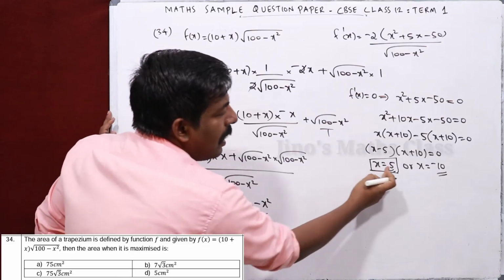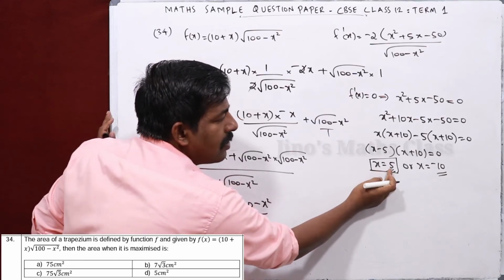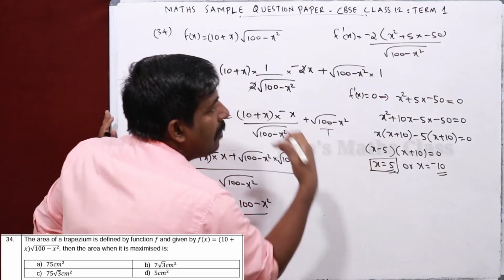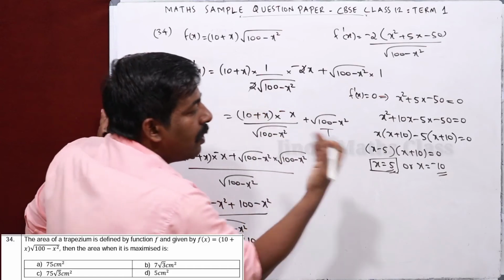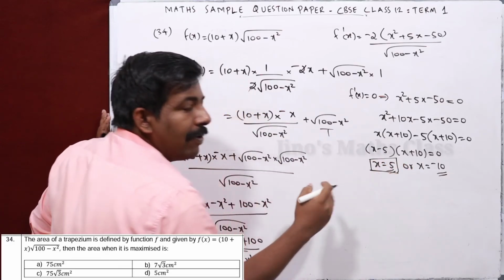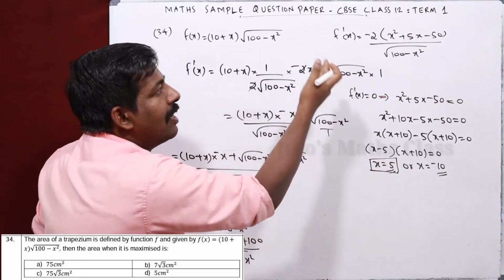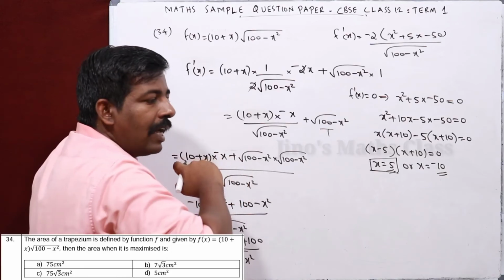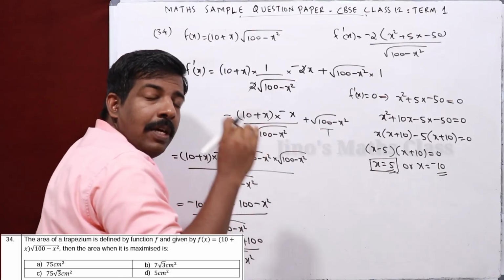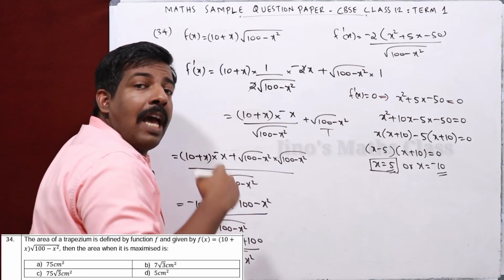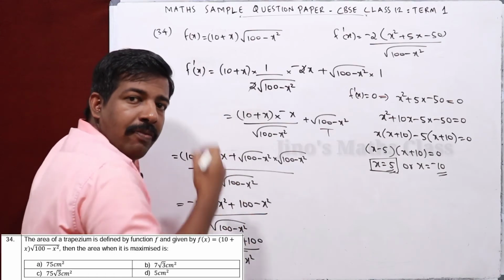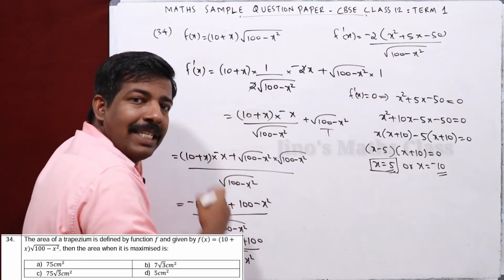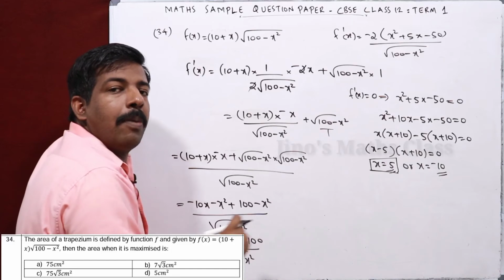So generally we will take any value of x just less than 5, like 4.9, and we will check the sign of f dash x. Then we will take any value just greater than 5, that means 5.1, then we will check the sign of f dash x. And if f dash x is making a sign change from positive to negative, at that point the function has a maximum value. Or if f dash x is changing sign from negative to positive, that point is the point of minimum.